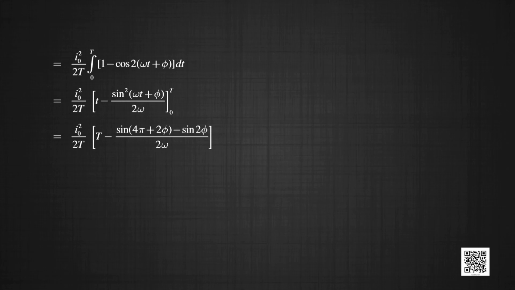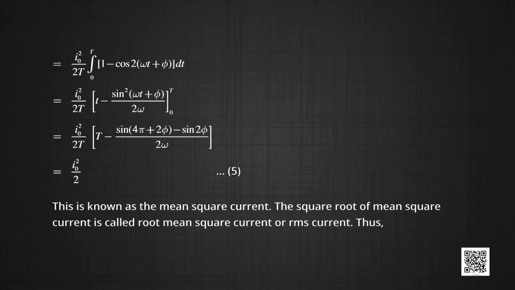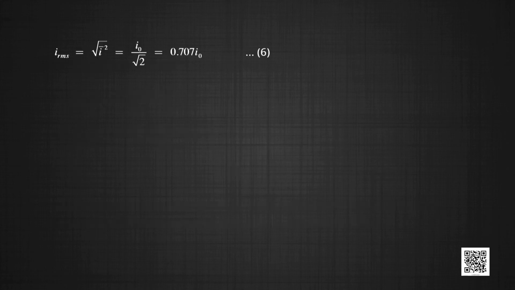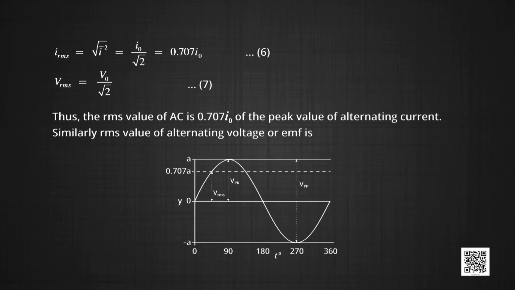For any value of sin at 0 or π, it will be 0. So, this whole factor will be 0. So, we have the mean of I² equal to I0²/2. So, we have I RMS equal to the root of mean I², that is equal to I0 divided by √2, which is equal to 0.707 of I0. Similarly, we have V RMS equal to V0 divided by √2; the same value we get. This is known as the square root of mean square current, which is called root mean square current or RMS current, or we can say RMS voltage.